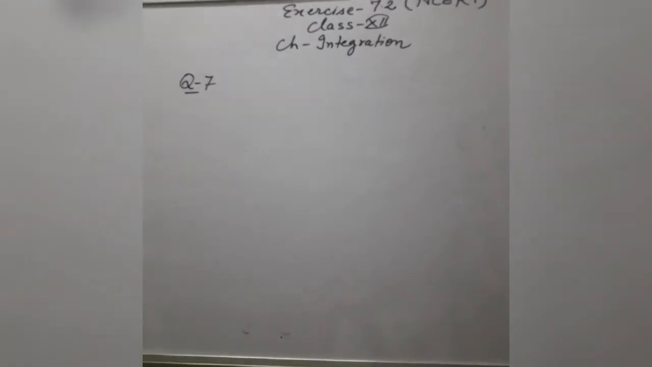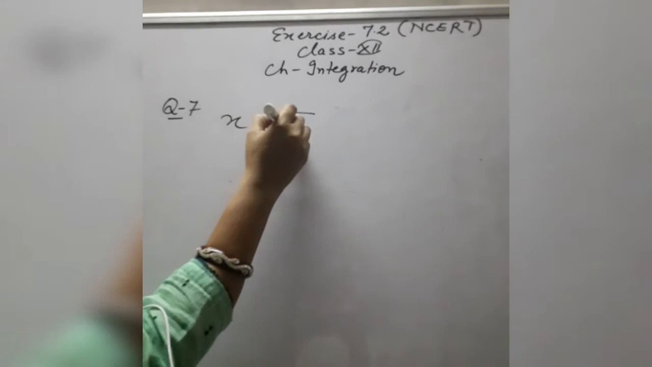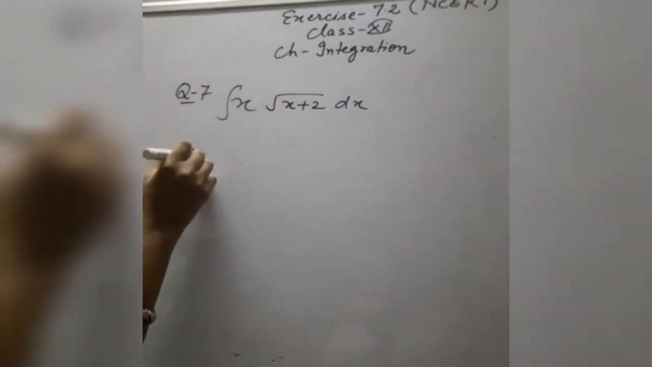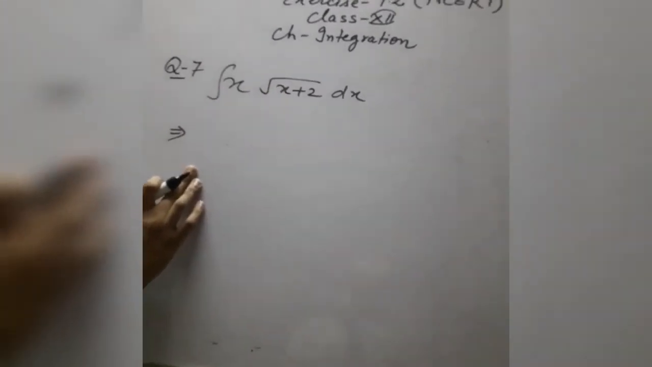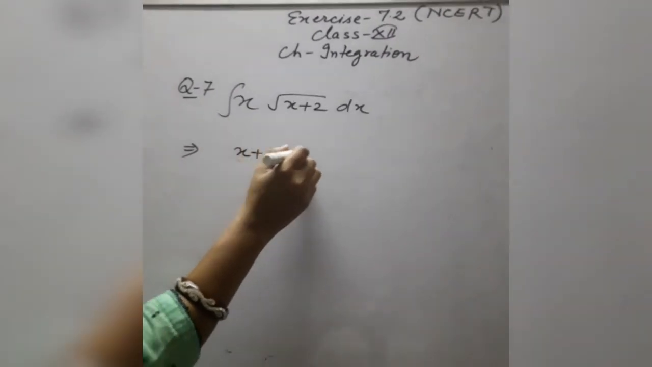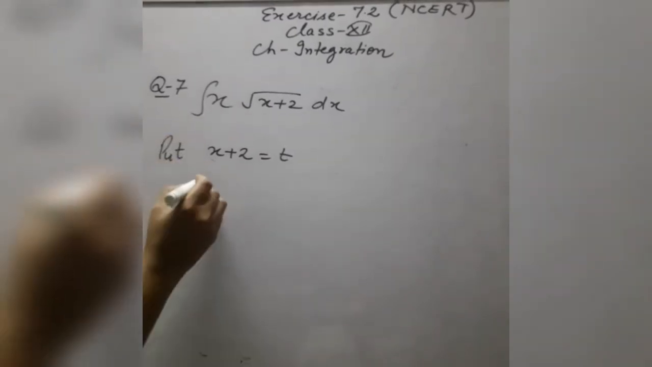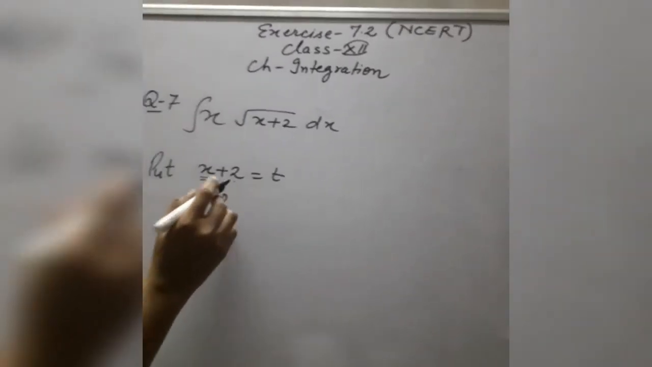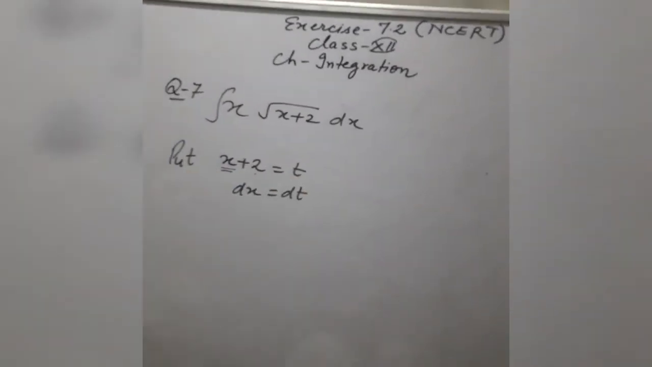Now see question number 7. In question number 7, the statement is x into root (x + 2). Integrate this function with respect to x. Now you cannot multiply this x inside the root (x + 2). In this case, you will take x + 2 is equal to t. Differentiating both sides, derivative of x is 1, derivative of constant term 2 is 0, means dx is equal to dt.